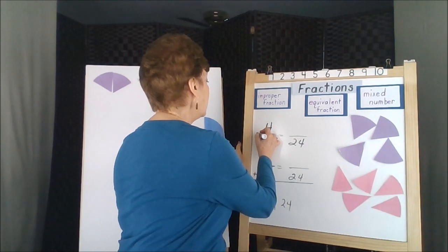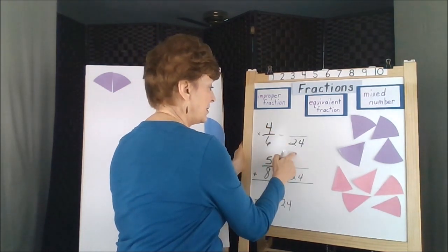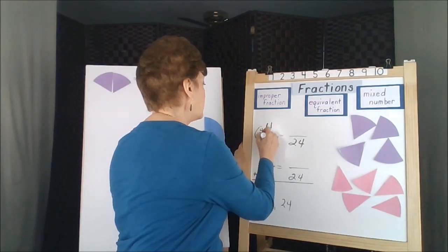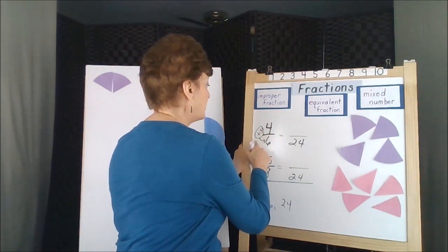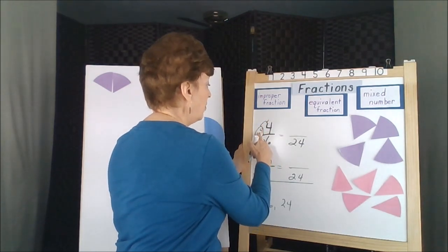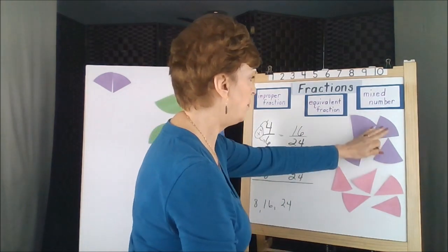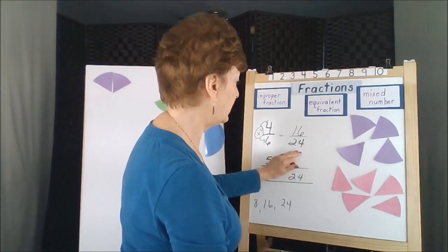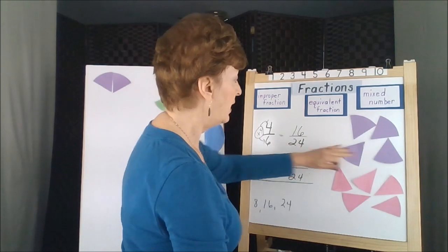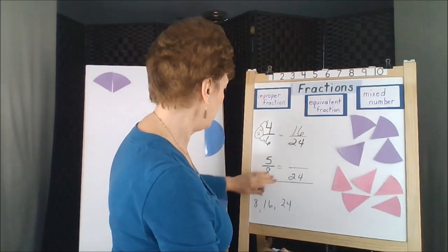How did I get 6 times what gives me 24? 6 times 4 is 24. So I multiplied the 6 times 4. I also have to multiply the numerator times 4. 4 times 4 is 16. Each of these parts is going to have to be cut into smaller pieces. 4 of them will give us 16 24ths.